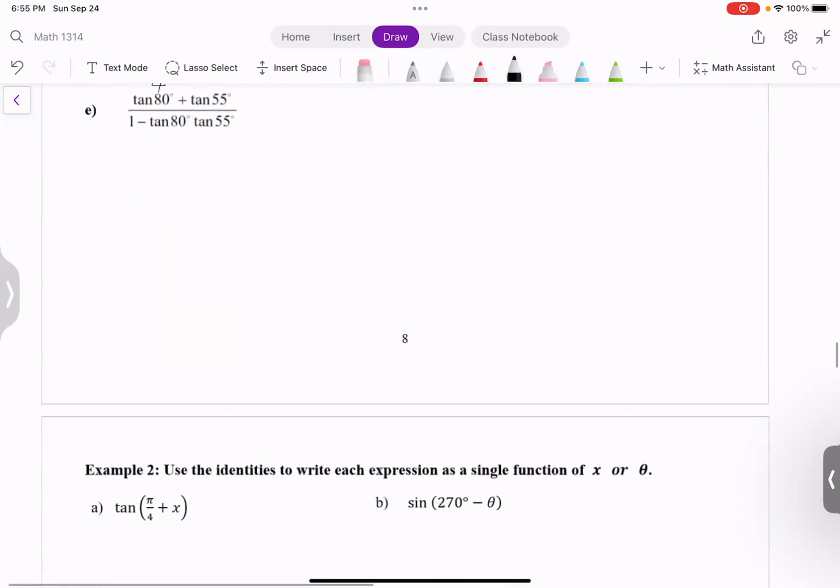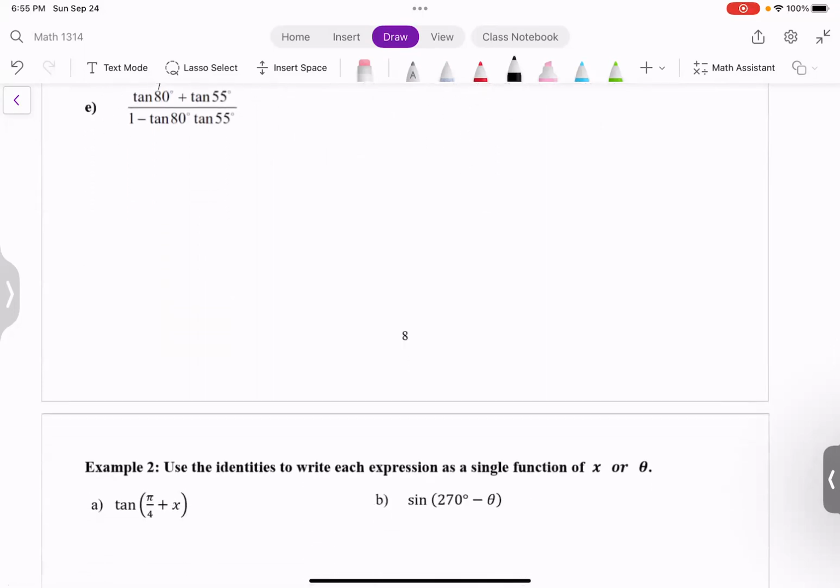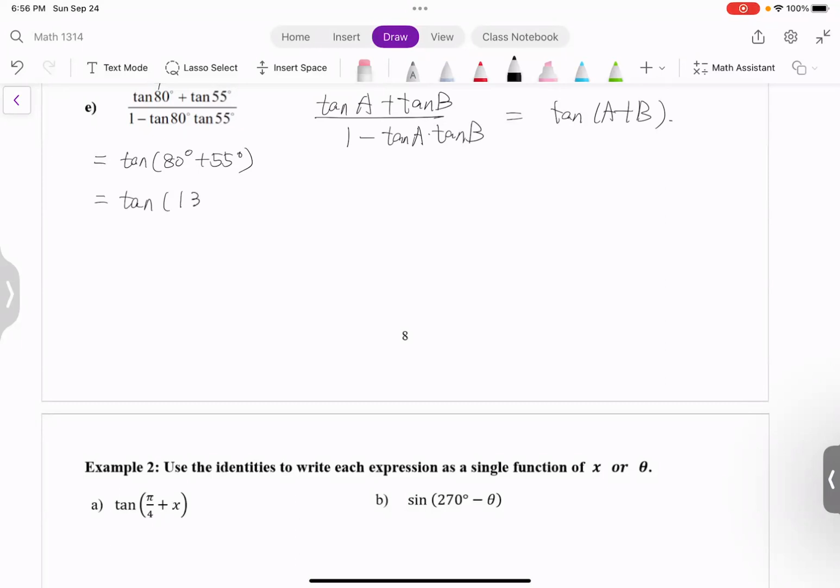All right, let's see number E. Tangent 80 degrees plus tangent 55 degrees, all divided by 1 minus tangent 80 times tangent 55. What is this? Is this a formula? Yes, it is tangent A plus tangent B all over 1 minus tangent A tangent B. Oh, I know this is tangent of A plus B. So this one equals tangent of 80 degrees plus 55 degrees. What is that? That's tangent 135 degrees.